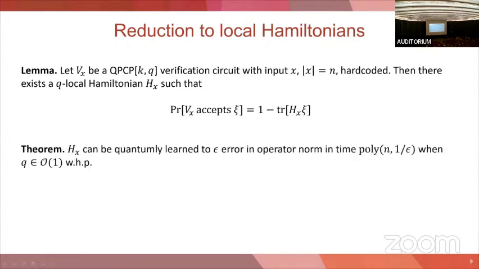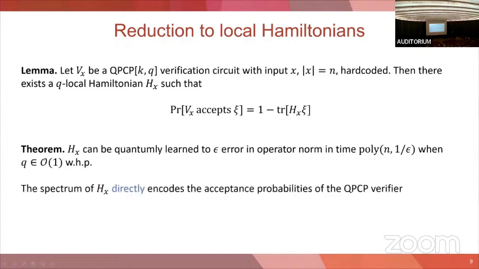And then the whole idea is, of course, that you need to design some quantum algorithm that actually quantumly learns this Hamiltonian up to epsilon precision. And we show this can be done to epsilon error in operator norm in time polynomial in the input size n and 1 over epsilon with high probability when q is a constant, so for a constant number of queries. So the spectrum of this Hamiltonian H then directly encodes the acceptance probabilities of this verifier. So this means if this QPCP verifier originally had a constant relative promise gap, so completeness and soundness parameters gap, then it will preserve this constant relative promise gap, which is exactly what you want for a Hamiltonian in the quantum PCP setting.